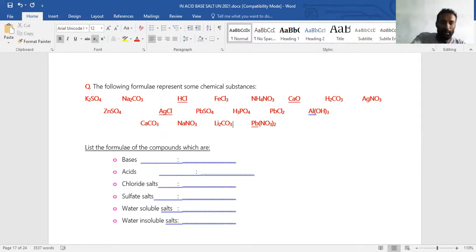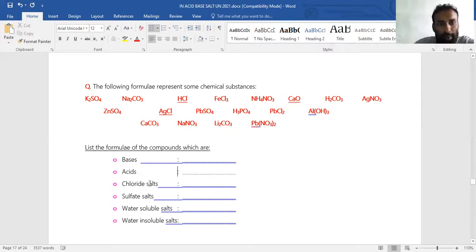Okay, so list the formulas of the compounds. You need to pick up the compounds which are bases. So which are bases? Out of this, some compounds are bases. You will write here the formula and send me. And then acid. Which compounds you think are acid? Write their formulas here, acid. When all the acids are written, you send me.